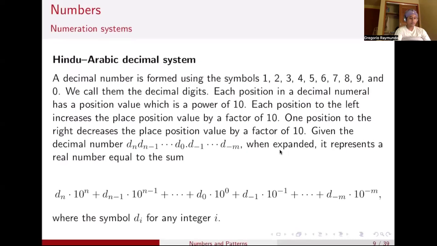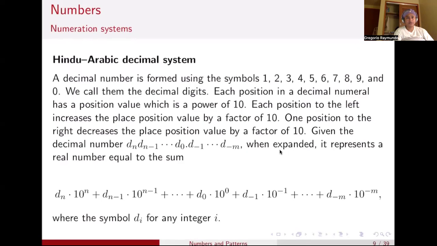A decimal number is formed from the symbols 1, 2, 3, 4, 5, 6, 7, 8, 9, and 0. We call them the decimal digits. Each position in a decimal numeral has a position value which is a power of 10. Each position to the left increases the place position value by a factor of 10.